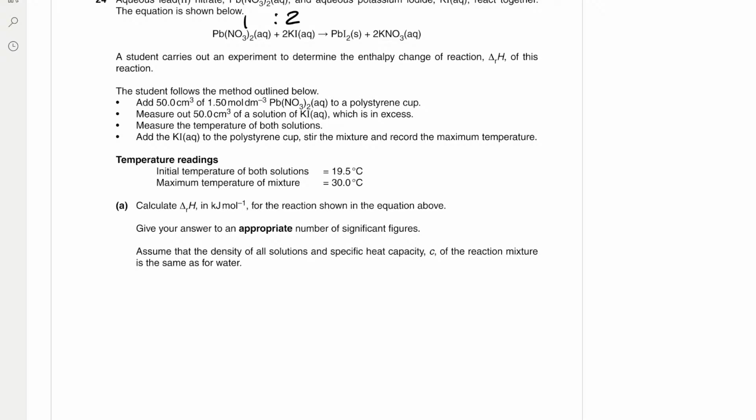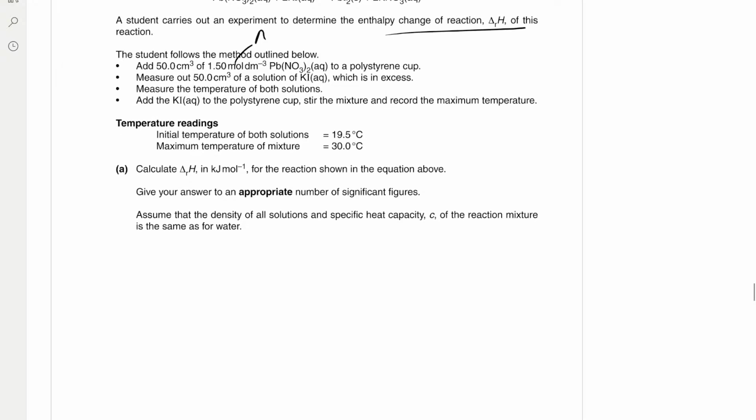The student carries out an experiment to determine the enthalpy change of reaction, delta rH, of this reaction. The student follows the method outlined below. So this can give us our moles of Pb(NO3)2 because we've got a concentration and our volume. Measure out 50 centimeters cubed of KI, which is in excess, that's important. So we know that our limiting reagent is going to be our Pb(NO3)2.